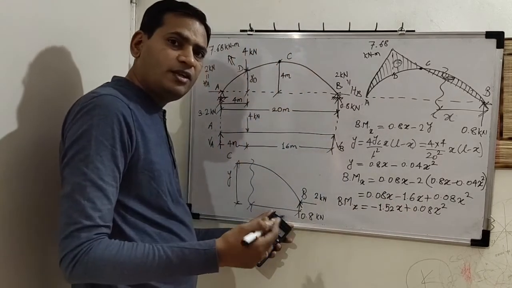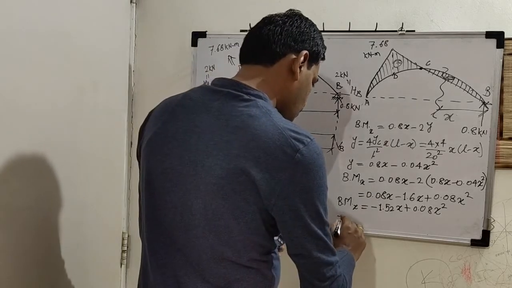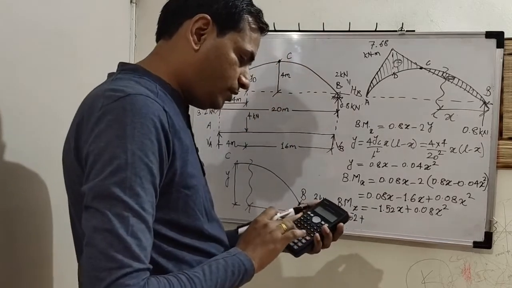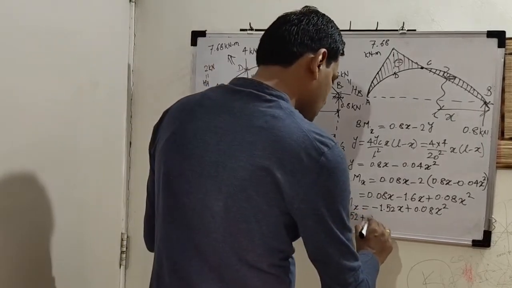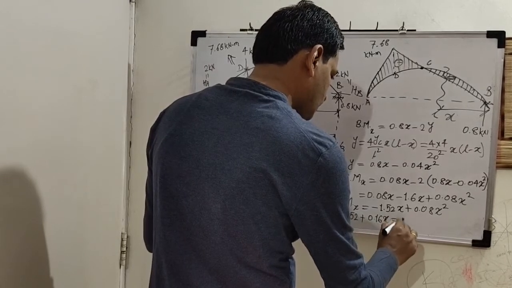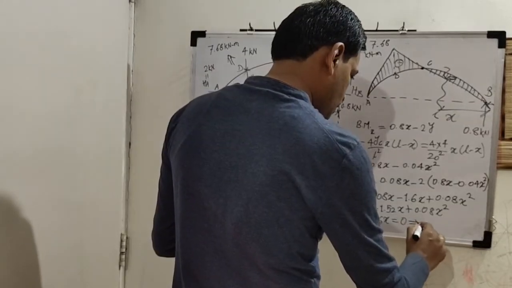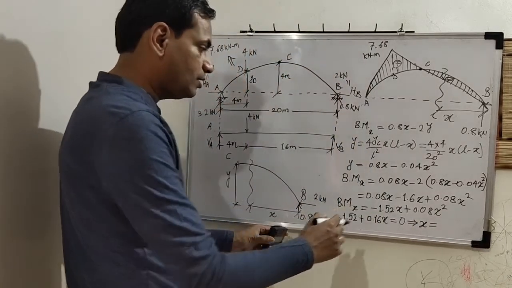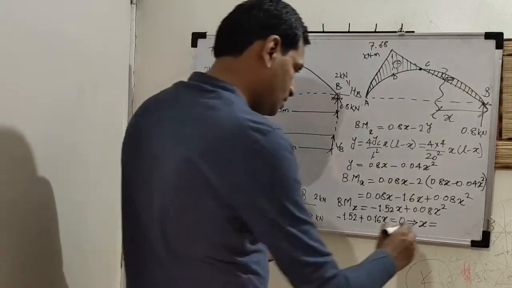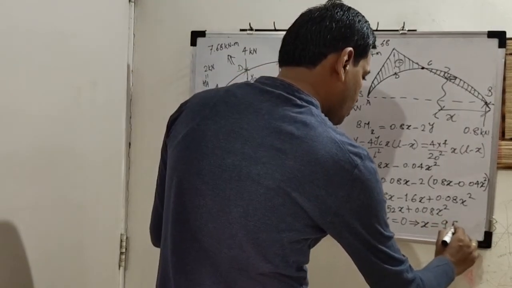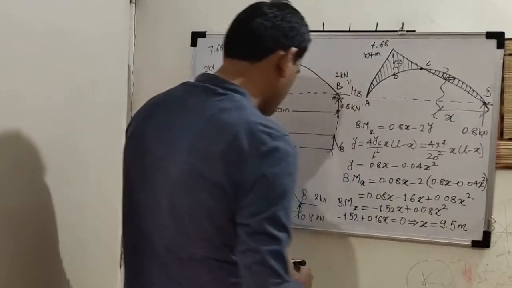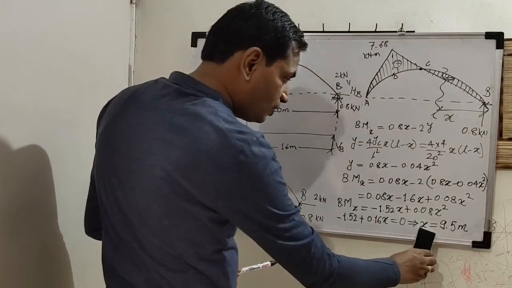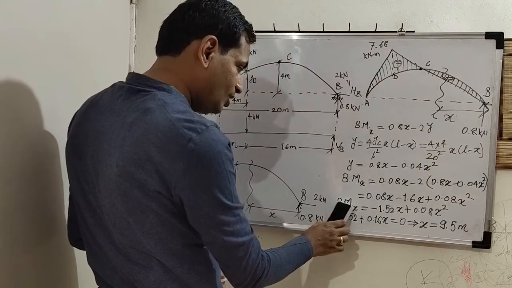Now differentiate this and equate it to 0. So minus 1.52 plus 0.08 into 2 is 0.16 x. If you solve this, you will get x as 1.52 upon 0.16. The ratio is 9.5 meters. X is 9.5 meters. Okay. So now we will substitute x equal to 9.5 meters in this equation.